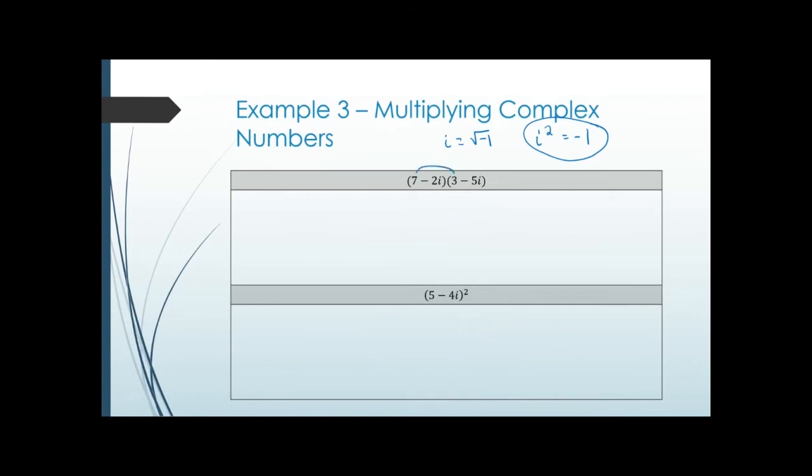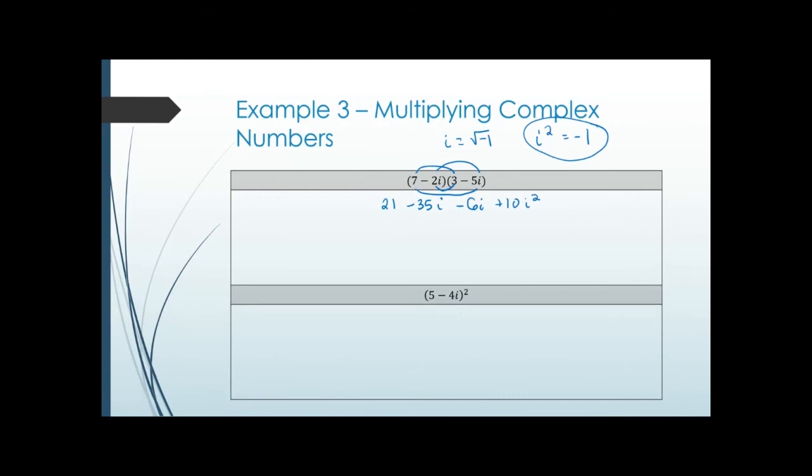So that's 7 times 3, which is 21. And I have 7 times negative 5i. So you multiply the numbers, which would give us negative 35i. So it's just like it's x. Then I have a negative 2i times 3. So that would give me a negative 6i. And then negative 2i times negative 5i. So negative 2 times negative 5 is a positive 10. Then i times i is i squared.